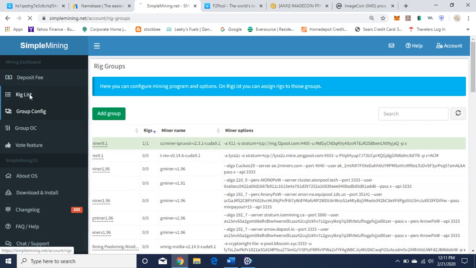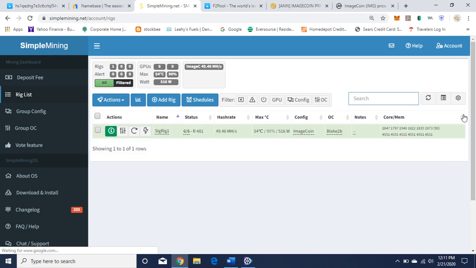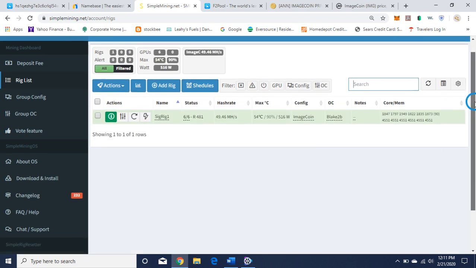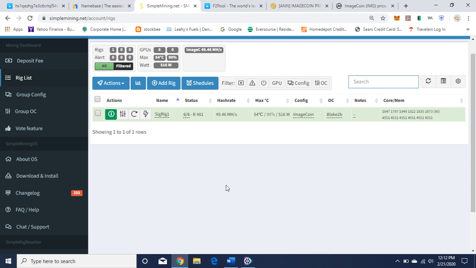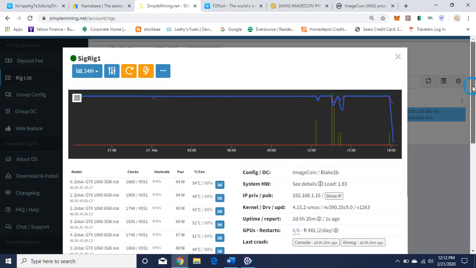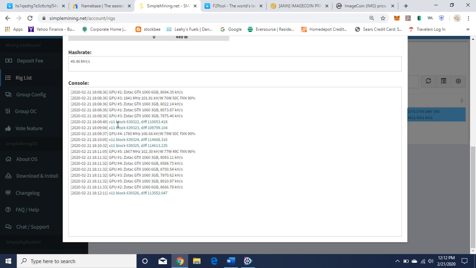Let's go back to rig list. So I have not overclocked it for this specific project, as I'm doing how-to-mine videos every day. So you want to overclock it to your specifications and at your own risk. I'm using my overclock settings that I usually use for the algorithm Blake2B. That's why it says that. But nonetheless, as you can see, I'm getting shares here and the algorithm is working. And the command line is working.